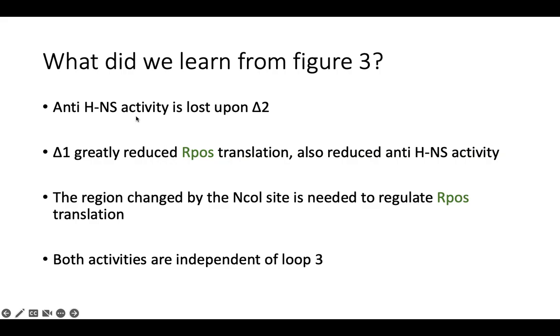anti-HNS activity, we lose it when we delete loop 2. When we delete loop 1, we lose our ability to promote translation of rpoS. We lost a little bit of our anti-HNS activity. And of course, the region which was modified by the InCII restriction site is very important in rpoS translation function. And both of these activities, the anti-HNS activity, as well as promoting translation of rpoS, are independent from loop 3.